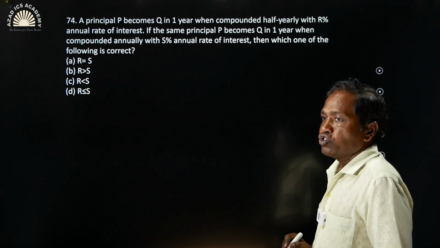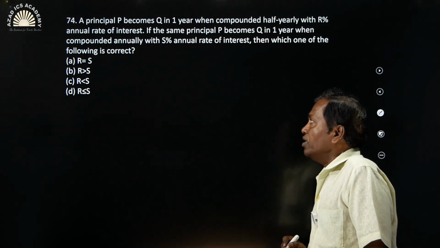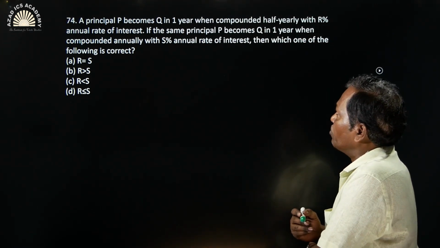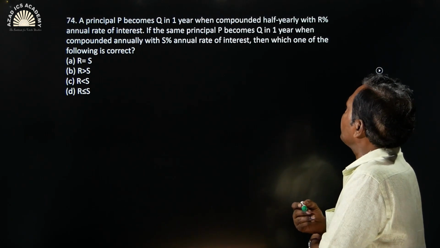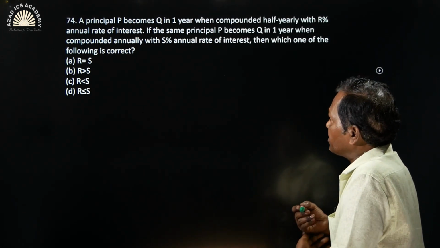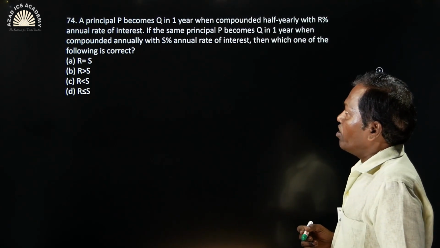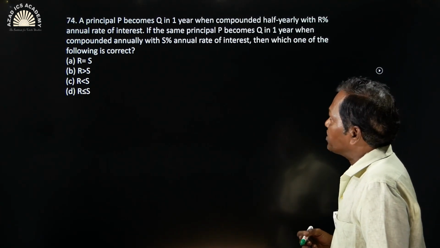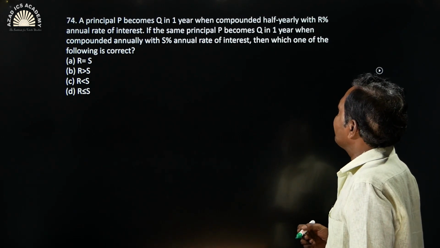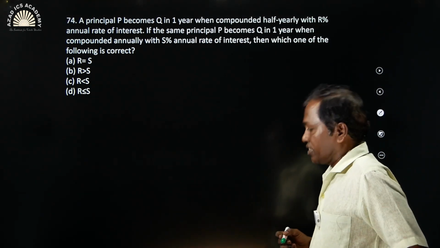Now, see question number 74. A principal P becomes Q in 1 year when compounded half yearly at R% annual rate of interest. If the same principal P becomes Q in 1 year when compounded annually at S% annual rate of interest, then which one of the following is correct?